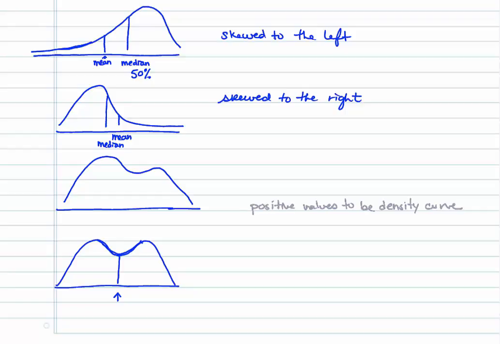And the other thing to make sure that we talk about is that the x values are always positive. You always need positive values to be a density curve. So we wouldn't want to dip below the x-axis. We'd want to have it be all above the x-axis.